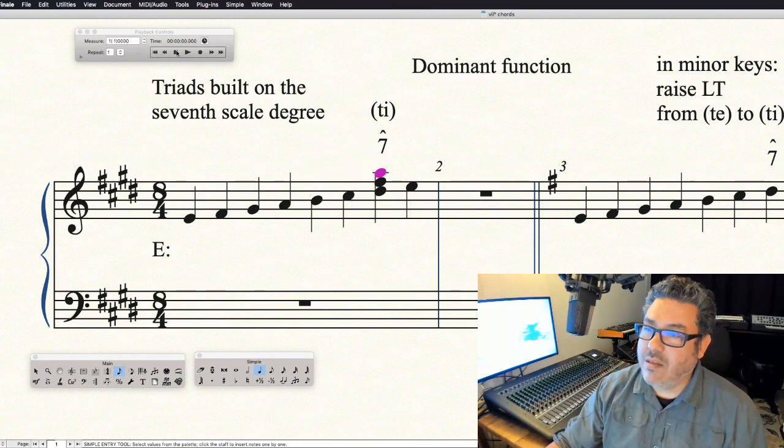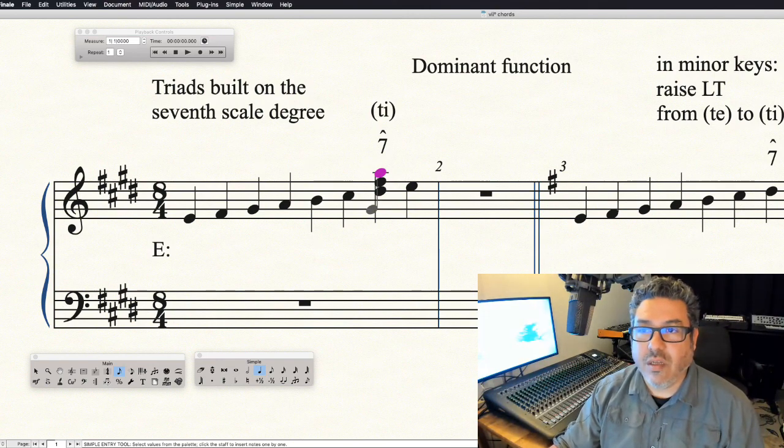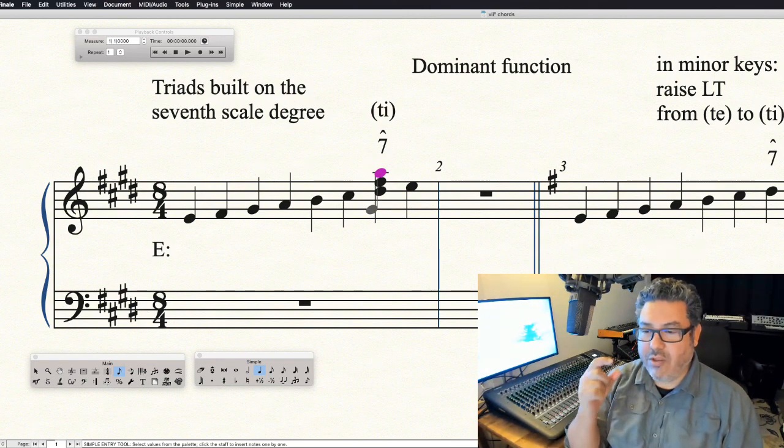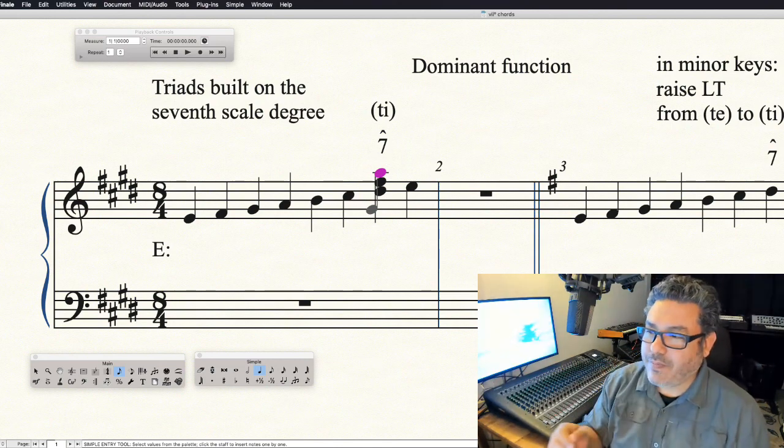Let's listen to it in the scale. Okay, and so therefore, the quality of this chord is diminished, which means it's two stacked minor thirds. You probably remember this from last semester.